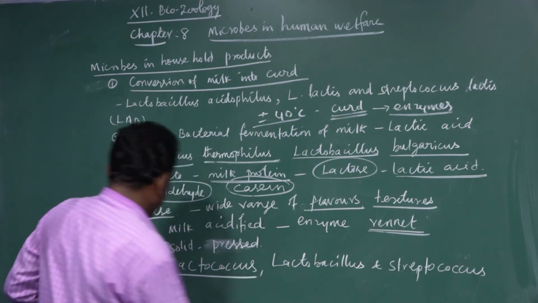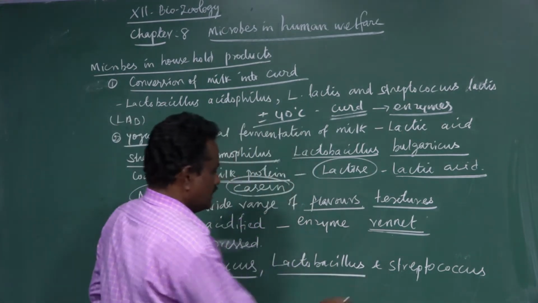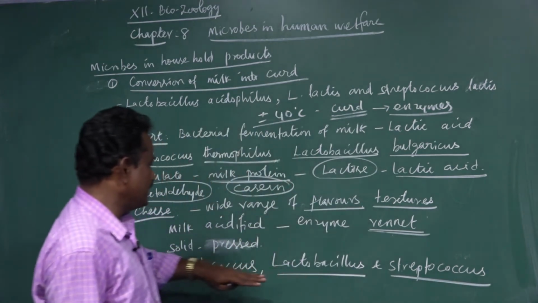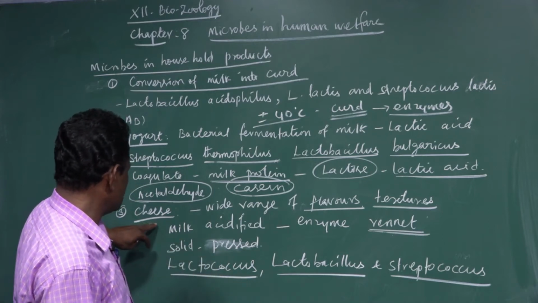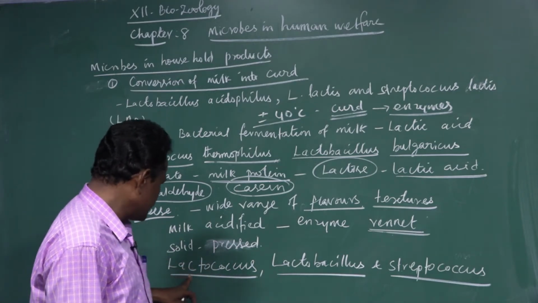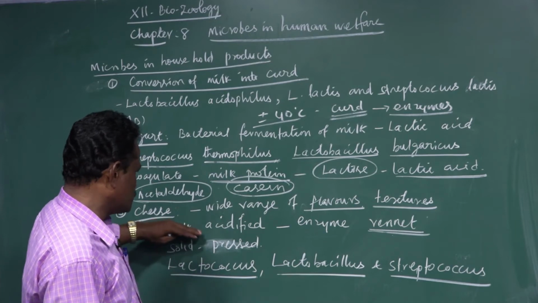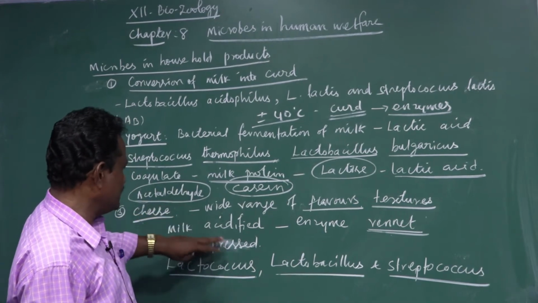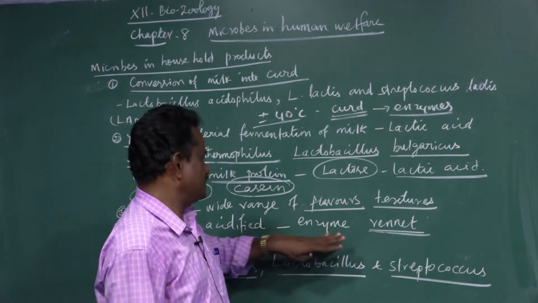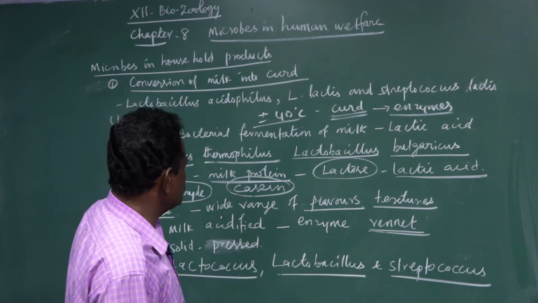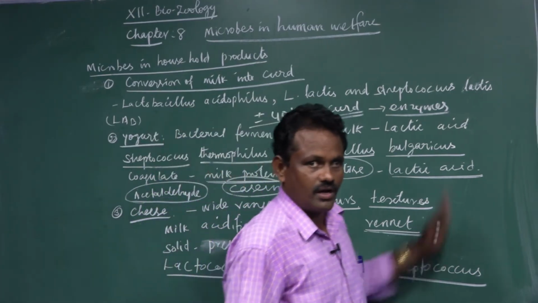So for the cheese industry, the bacteria called Lactococcus, Lactobacillus and Streptococcus, these three different types of bacteria, are used for the formation of the cheese. When Lactococcus, Lactobacillus and Streptococcus are added to the milk, they produce acid, and the enzyme rennet is also added with this. So cheese is also a commonly used household product that we get because of these three different microorganisms.